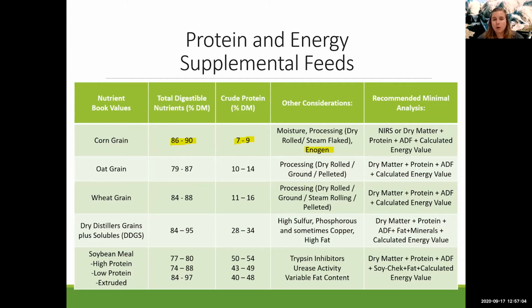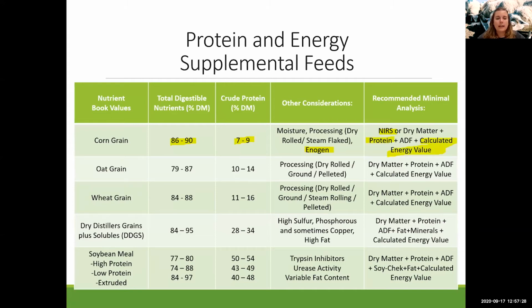So then my minimum recommended analysis, we do have a NIR calibration for corn grain that was made specifically for Ward Laboratories. So you can run that, or you can get an understanding of your protein and your energy values by running our F2 test.